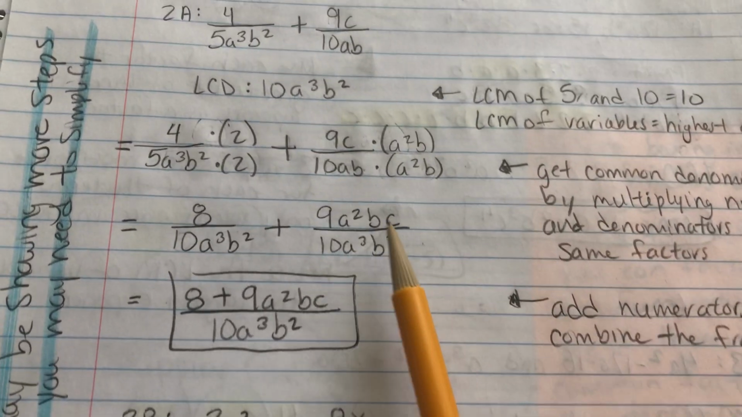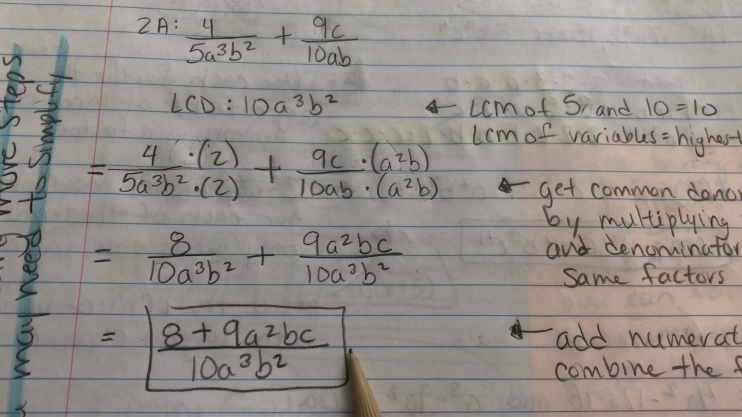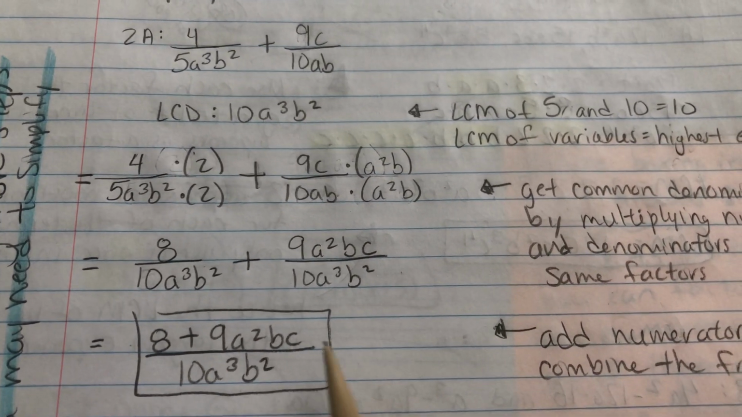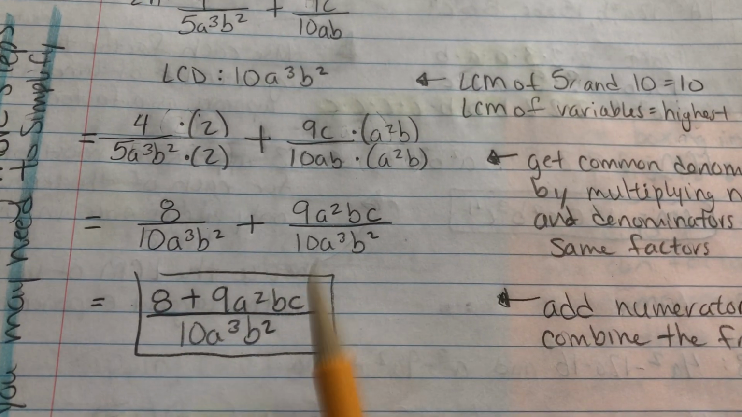All right. At that point, we have the same denominator, so then we can bring our numerators together by addition. And there's nothing we can combine. They're not like terms, so we are finished with that problem.